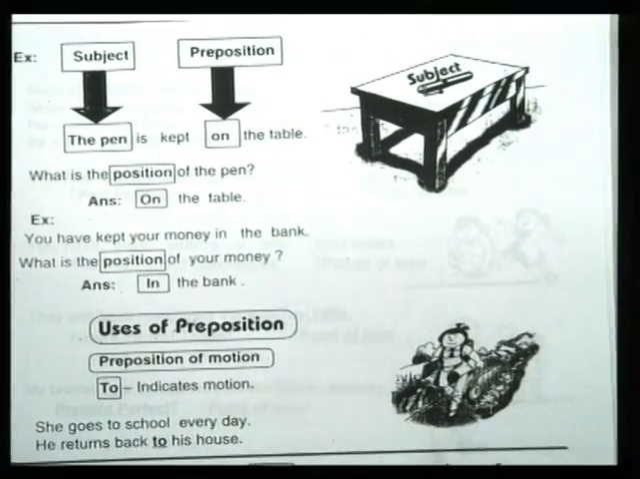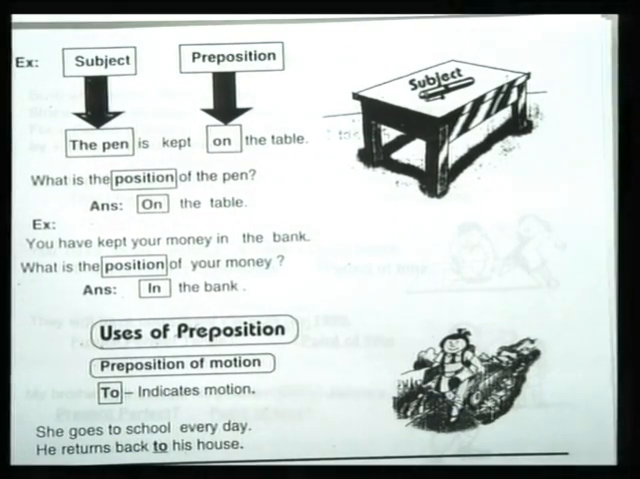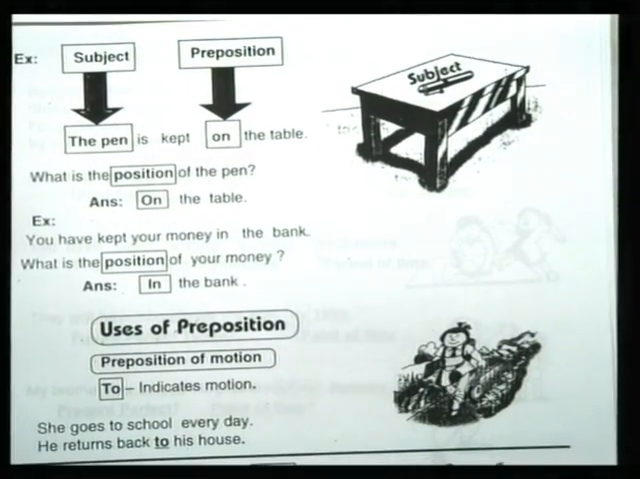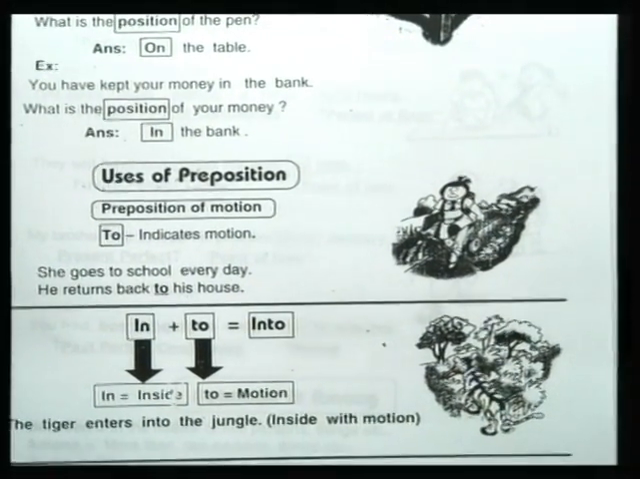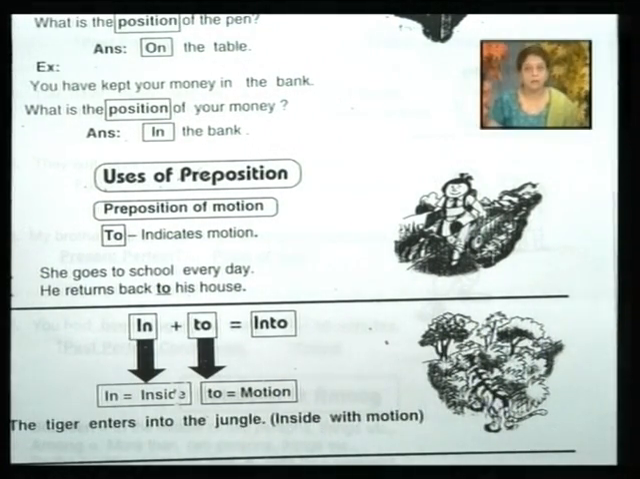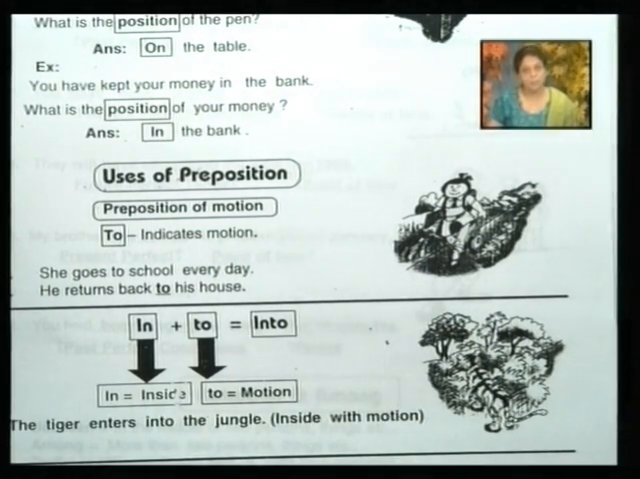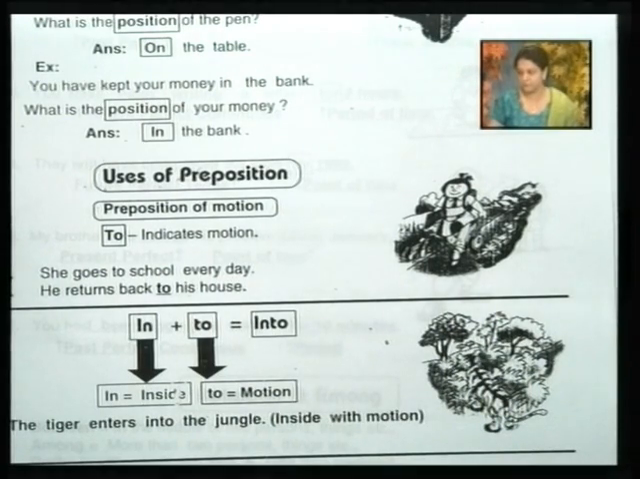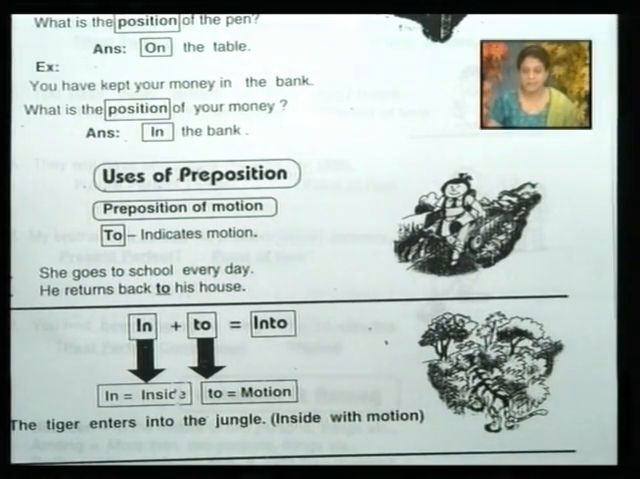Now, you have kept your money in the bank. What is the position of your money? It is in the bank. Now, next preposition is to. To means towards the place, that is in motion. It indicates motion, meaning towards. She goes to school every day. He returns back to his house after school.